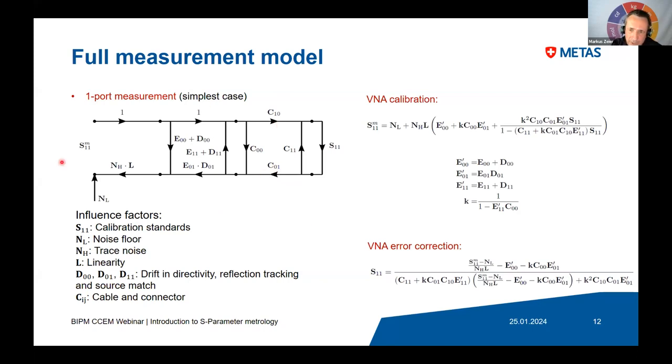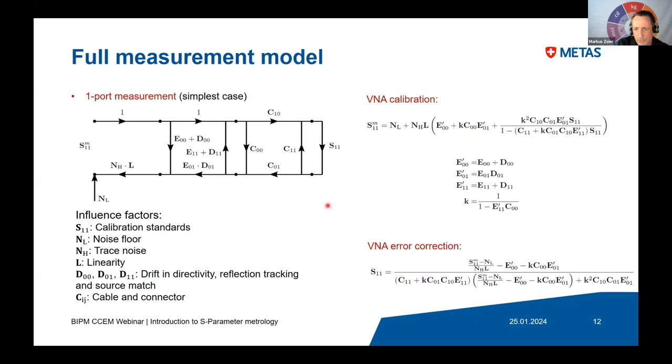And if you now derive an equation, which is part of your measurement model from the signal flow graph, then you end up with something like here on the right side. So this is basically what you apply for the VNA calibration. You measure your three standards, then you have to solve the three equations for your error terms here. And then for the VNA error correction, you have to insert the solutions for these error terms down here. And as you can see, even for the simplest case, this is already quite a bit of an equation, and it probably goes beyond evaluating uncertainties by hand or even in Excel.